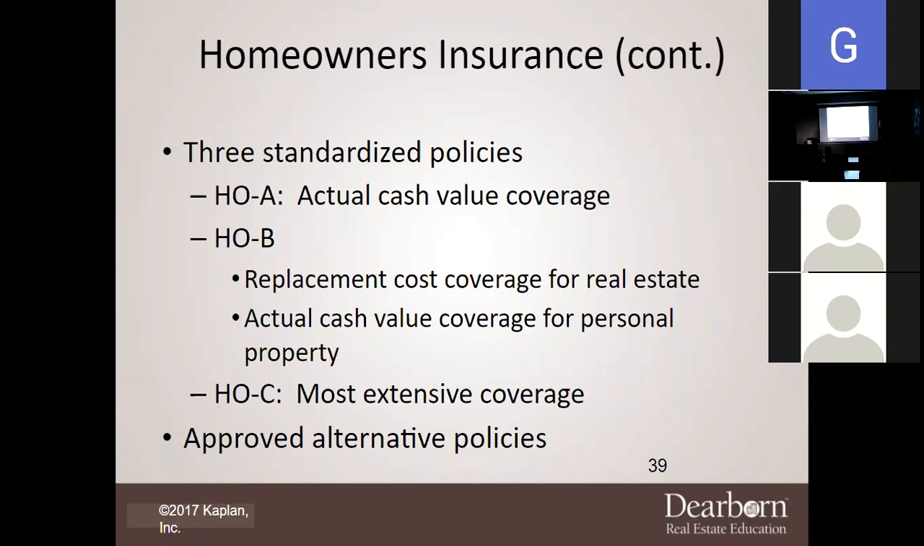With HO-B, you get the replacement cost coverage for your real estate, as well as the actual cash value coverage for the personal property. So A is dealing with the property itself. B gives you the replacement cost as well as coverage for your personal property. And C is the most extensive coverage. It covers everything. Depending upon what insurance policy you're with and where you're at, you could be an HO-A, an HO-B, or an HO-C. Now, if you have a mortgage on your property, what does your loan officer want you to have? HO-C, because they want to be covered for everything.